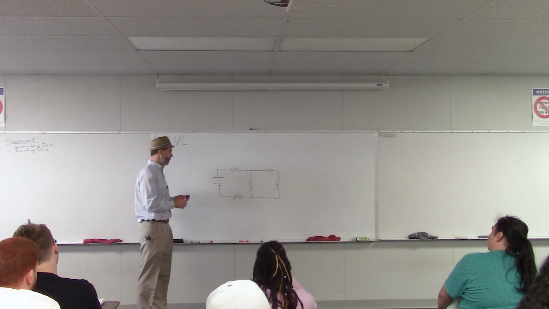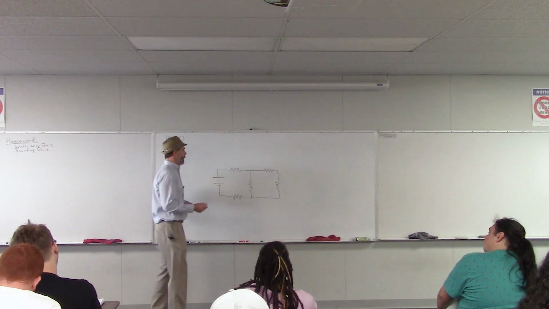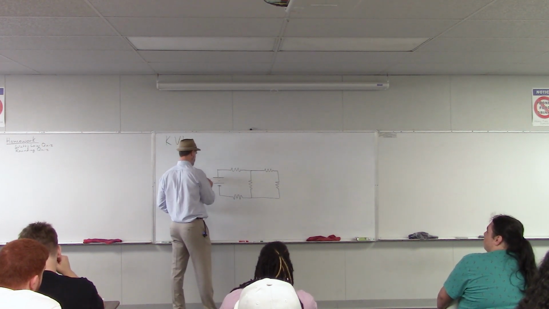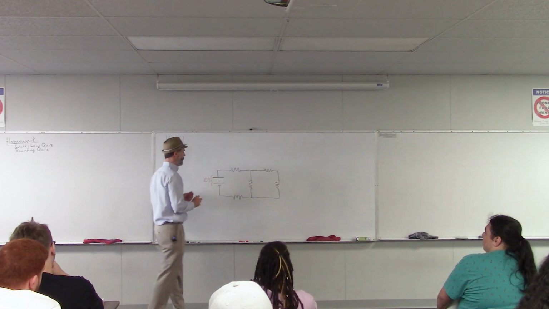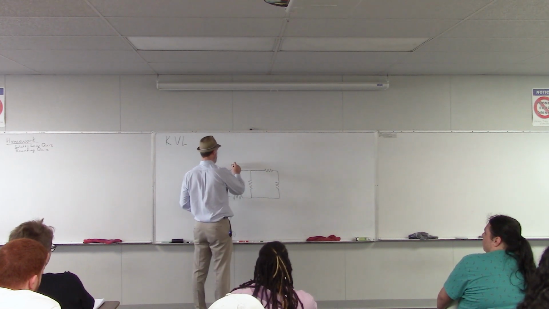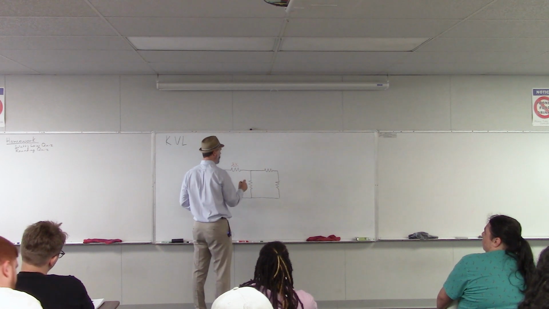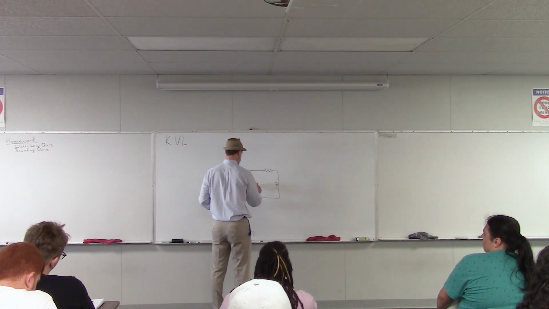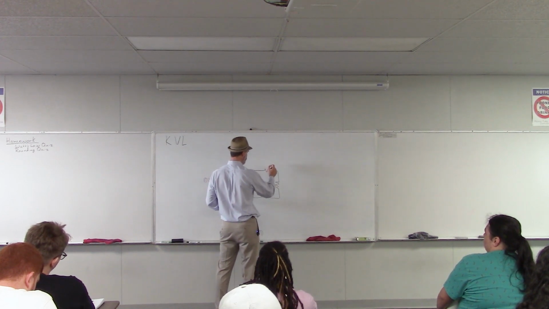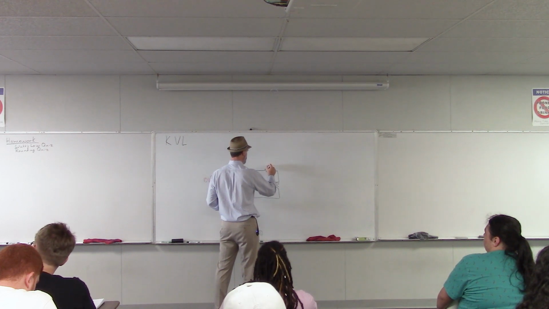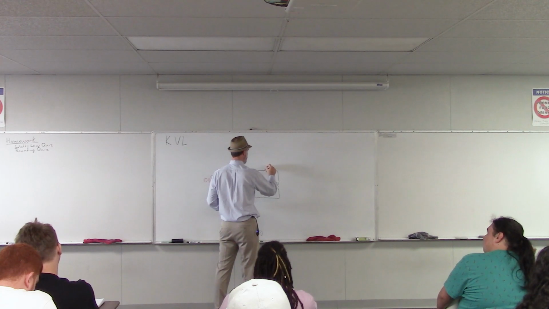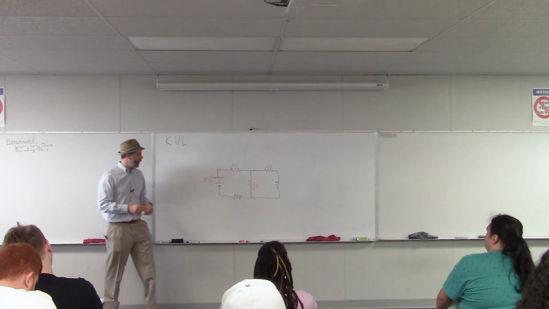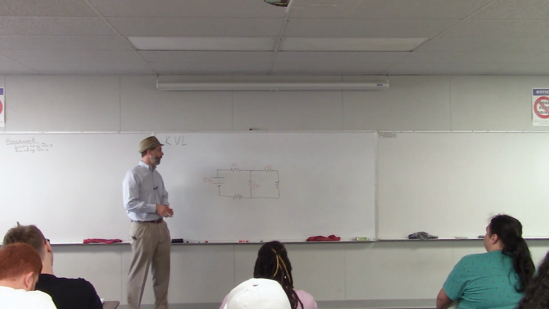So let's say that we had a circuit like this, and let's say this is 10 volts across the power supply, and 2 volts up here, and then maybe 3 volts there, and 0.5 volts up there. We want to figure out the unknown voltages in this circuit.